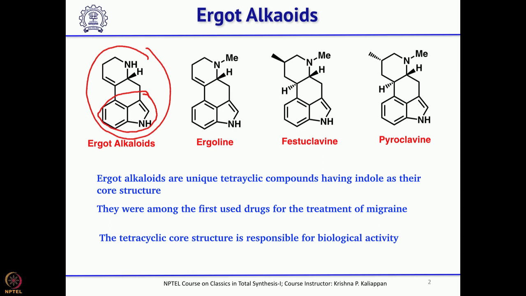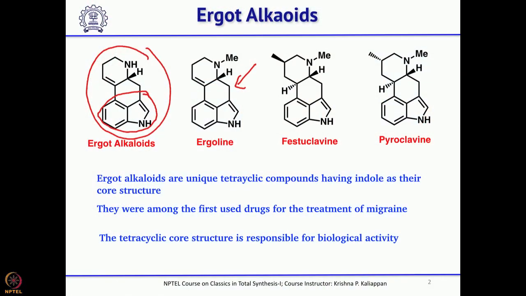In fact, they were among the first drugs used for the treatment of migraine, headache and all. And they believe that the tetracyclic core structure is responsible for its biological activity. So, most of the derivatives further derived from this basic skeleton, they made sure that the tetracyclic skeleton was kept as such, with only some functional group transformation around the tetracyclic ring.